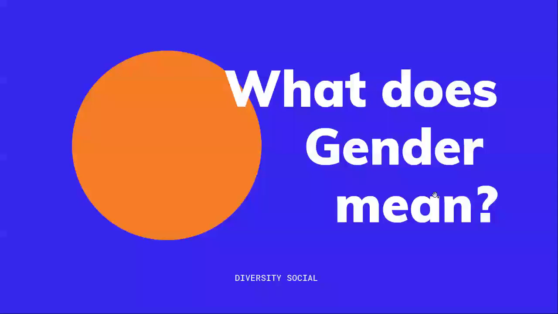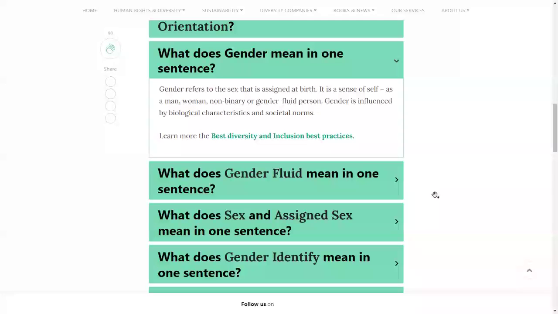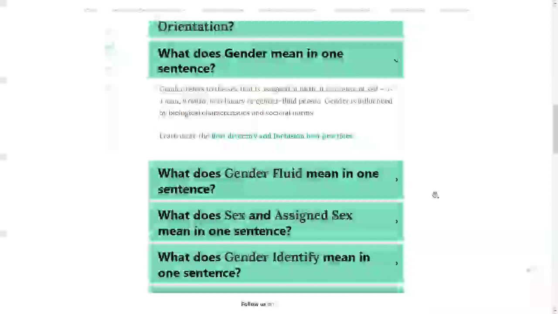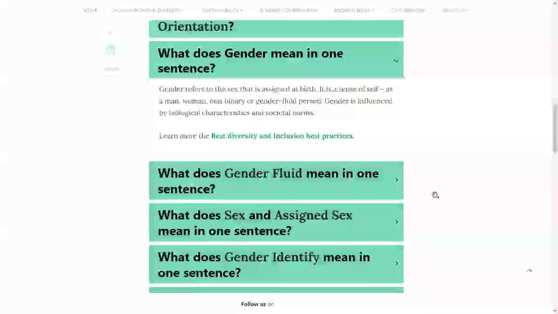What does gender mean? Gender refers to the sex that is assigned at birth. It is a sense of self as a man, woman, non-binary, and gender-fluid person. Gender is influenced by biological characteristics and society norms.